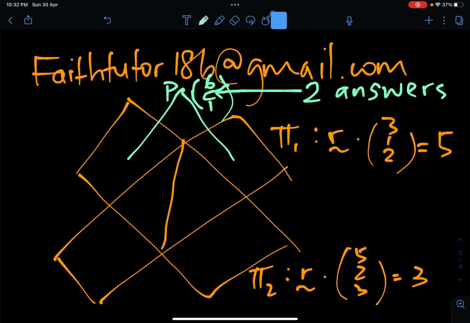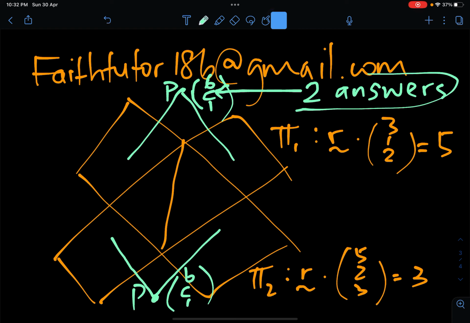Because the point P can be here as well. When the question says equidistant from the planes, it can be equidistant from the top of the two planes. It can also be equidistant from the bottom of the two planes, right? So basically, you could also have (6, C, 1). Therefore, you have two answers for C.